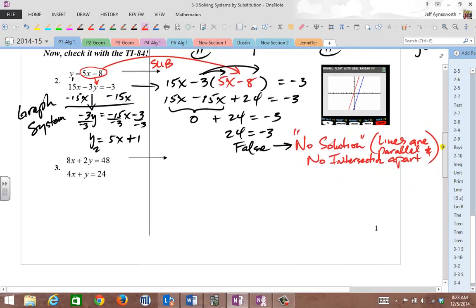Remember that, okay? You saw that in the graphing method in the first set of lessons, and now you see it again in an algebraic lesson.